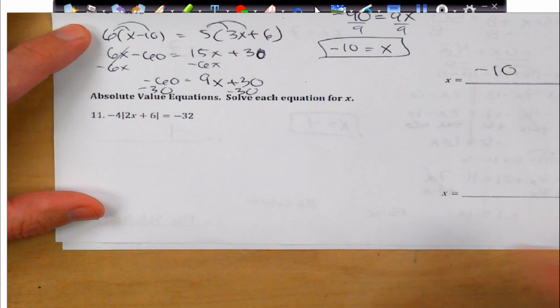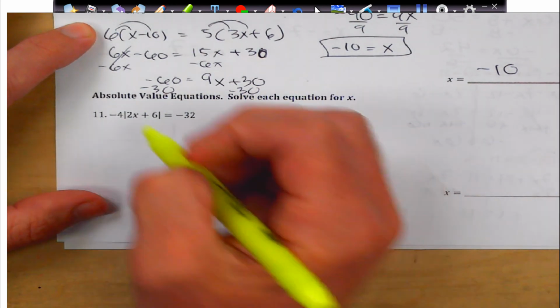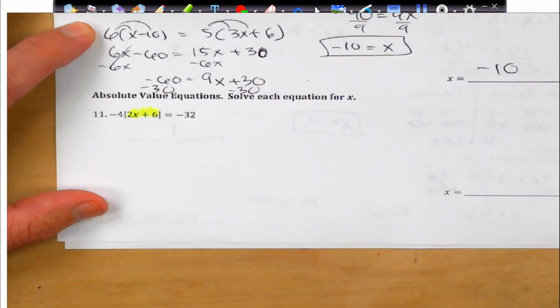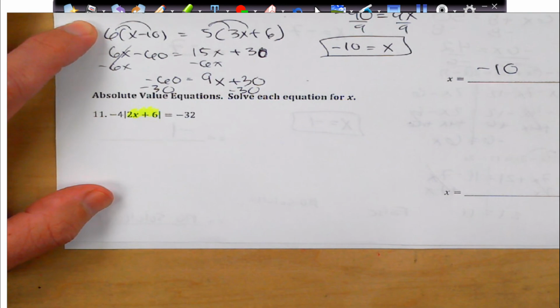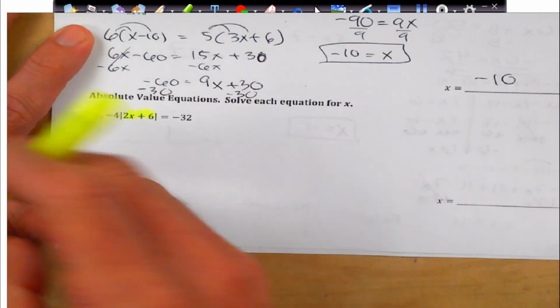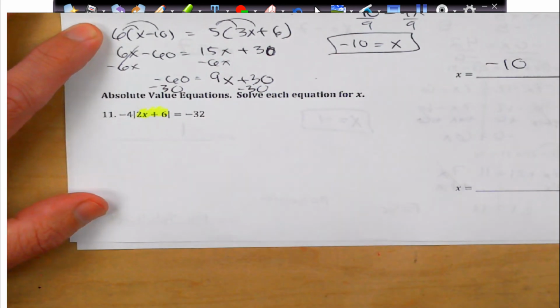Alright, so what we want to do is we want to get the absolute value part by itself. So that's kind of same like how we want to get the variable by itself, but then after that the way things works changes a bit. So we'll go ahead and do that.